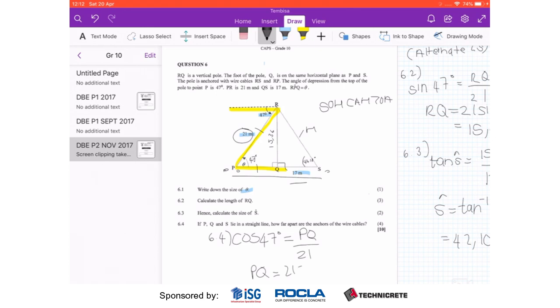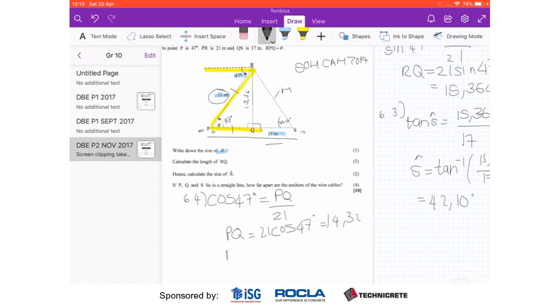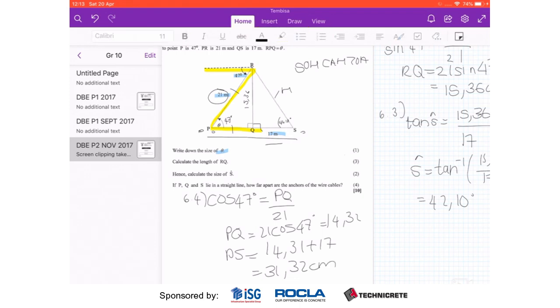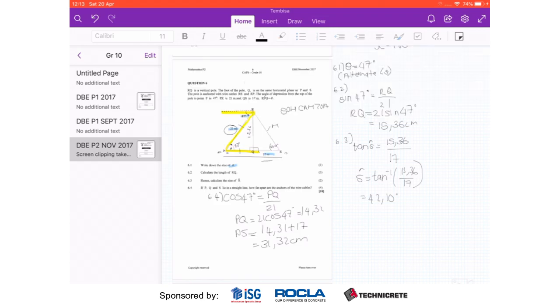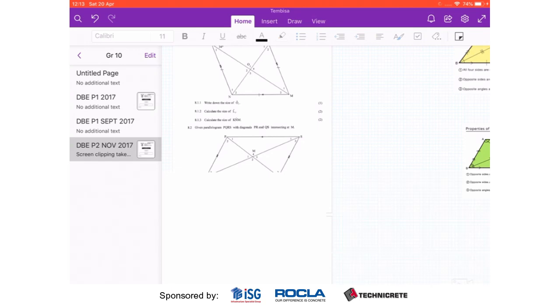PQ is equal to 21 cos 47. Put that into your calculators. 21 cos 47 is 14.32. So the total length is going to be PS, which is equal to 14.31 plus 17, which is equal to 31.32 centimeters. I actually think questions like this are really easy if you understand the foundations of trig really well. Okay, we're nearly done. I think we have a few more questions left.